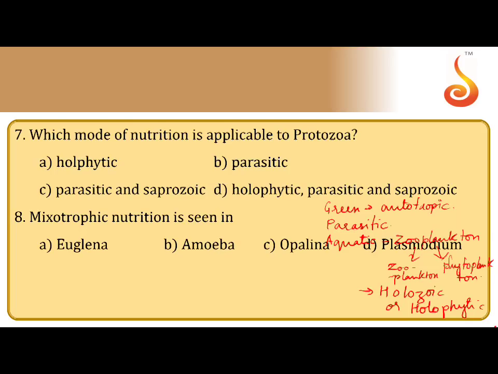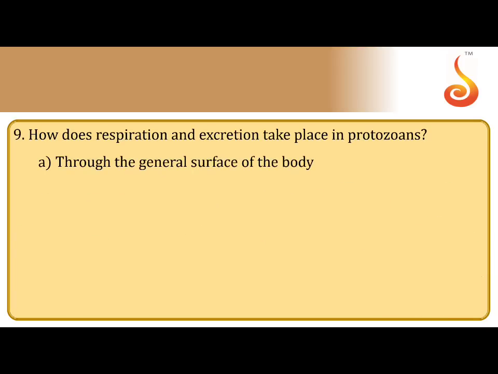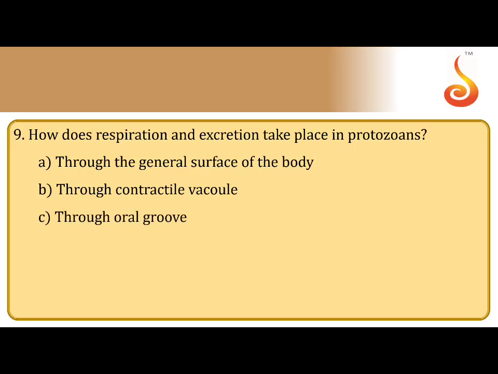Next question, mixotropic nutrition is seen in Euglena, amoeba, opalina and plasmodium. The question hint is given in previous questions. Try answering it. Next question, how does respiration and excretion takes place in protozoans? First option, general surface of body, through contractile vacuole, through oral grooves or through cytophage. I want to again highlight the fact that protozoans are unicellular. So, based on this, think of the organism, how would they respire and excrete.